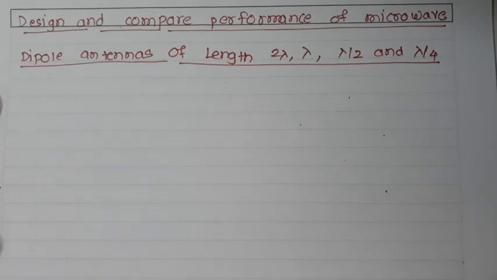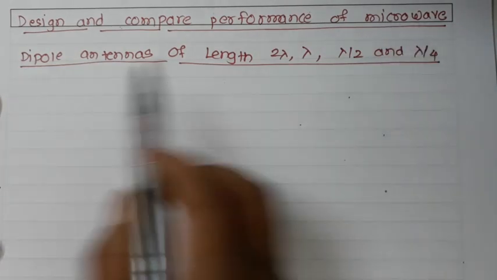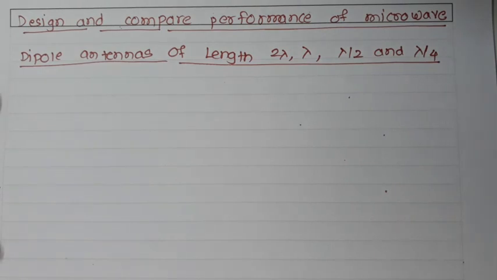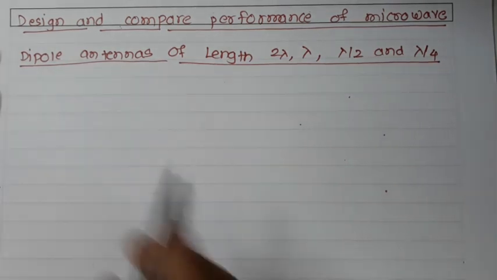Hello all, today we are going to perform the experiment to design and compare the performance of microwave dipole antennas of the length 2 lambda, lambda, lambda by 2 and lambda by 4. So let us design it for the frequency of 500 megahertz.